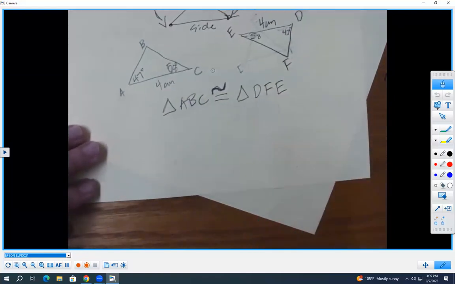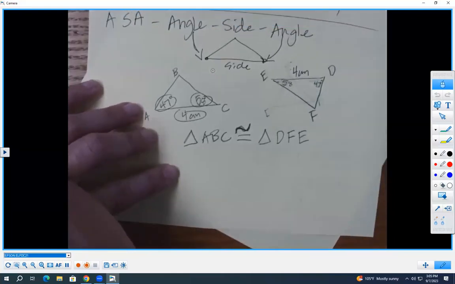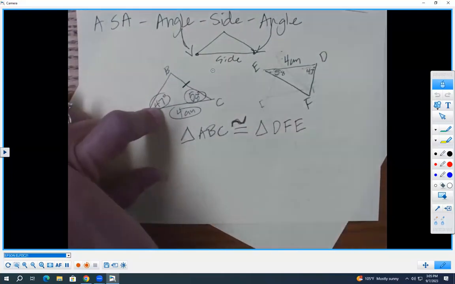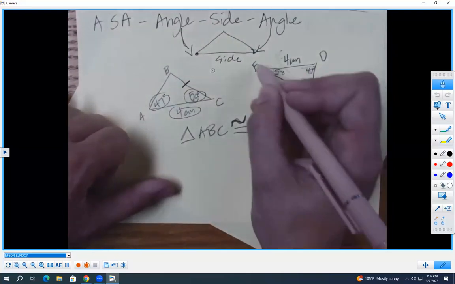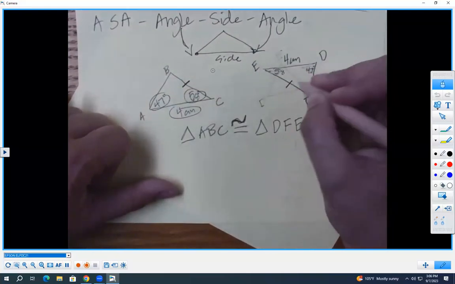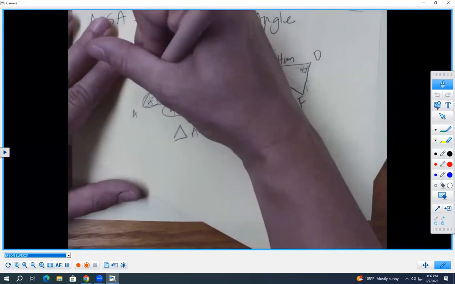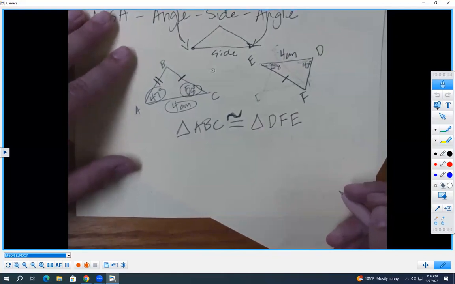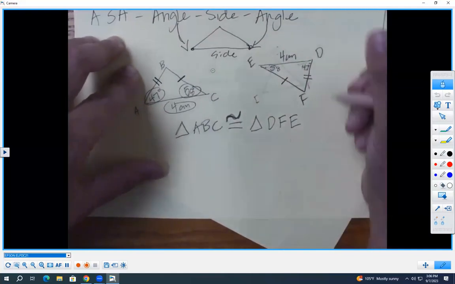Does that make sense? So now that I've shown these three things are congruent, I can now also say BC is congruent to which one over here? FE. BC, across from the 47-degree angle, is congruent to FE, across from the 47-degree angle over here. I can also say AB, I'm gonna put 2 marks on that, is congruent to which one? FD. It's across from the 58-degree angle over here.